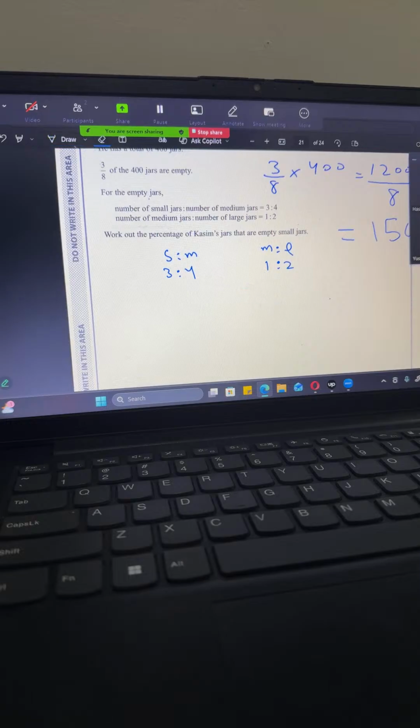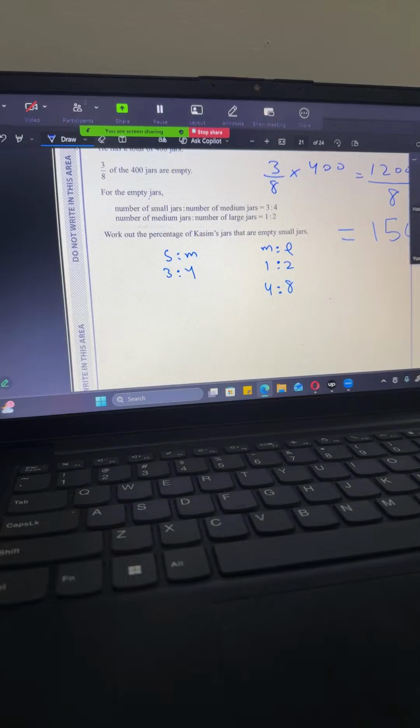Okay, so I'm saying that see over here, small to medium is 3 to 4, right? And medium to large is 1 to 2. You can see that among these two ratios we have medium as our common, right? So here we have 3 to 4. So can I turn this 1 into 4? You have to times it by 4. Which means I have to also times the other ratio, which is large, by 4. So what will I get? 4 ratio 8. And now I can combine these two ratios, right?